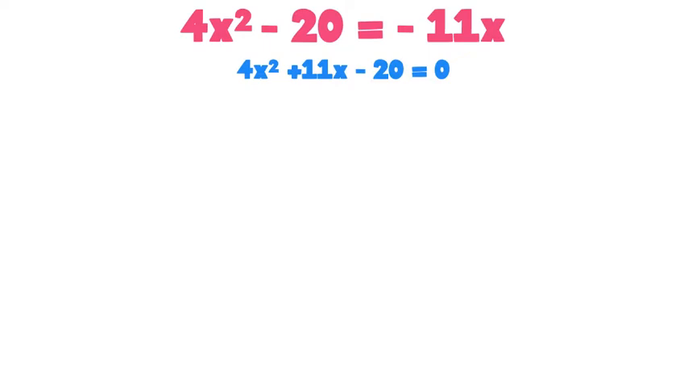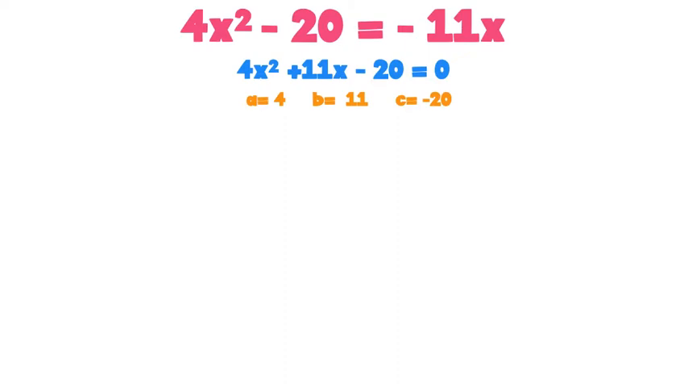Now, I want to identify what my a, my b, and my c terms are. The a term is always in front of the x squared. The b term is always in front of the x, and the c term is a number all by itself.